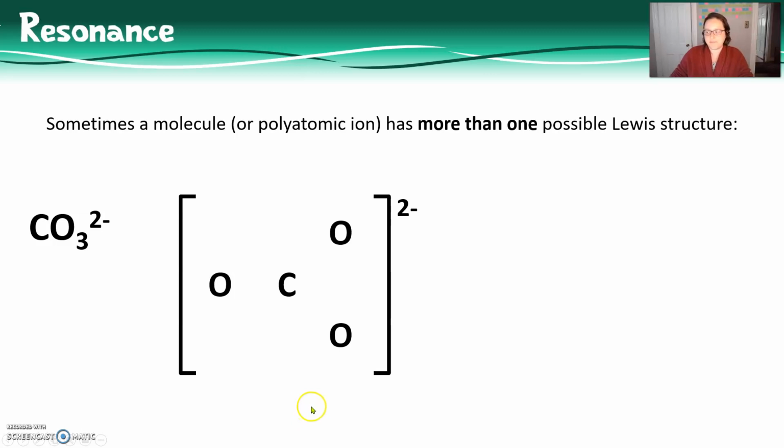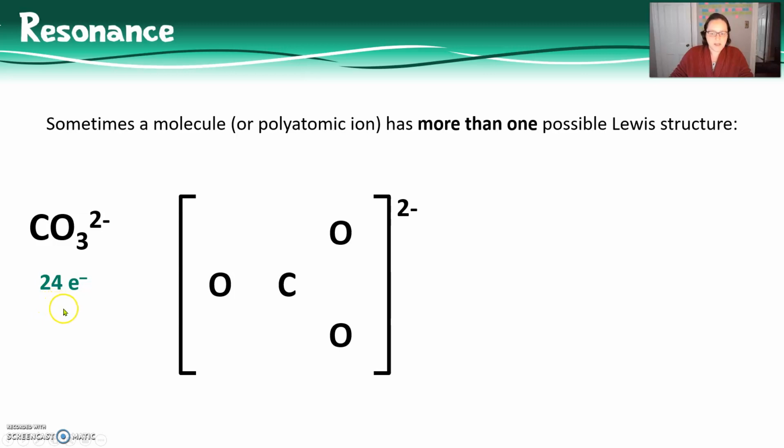on the outside. Adding up valence electrons, carbon has 4 and each oxygen has 6, for a total of 22 valence electrons. But wait, we also have the -2 charge on the ion, which adds another 2 electrons for a final total of 24 valence electrons.